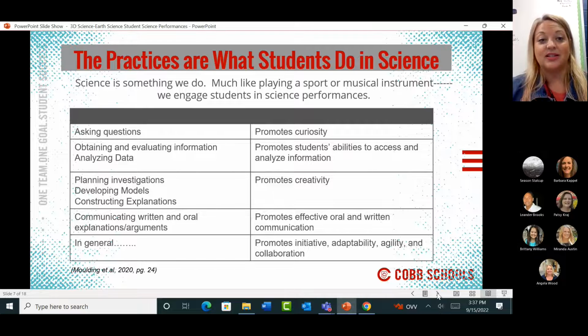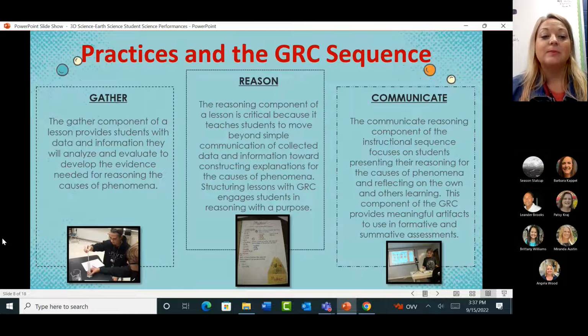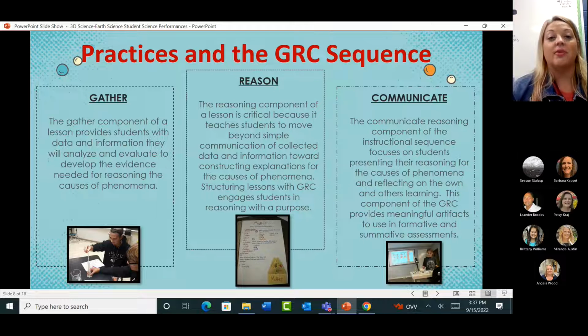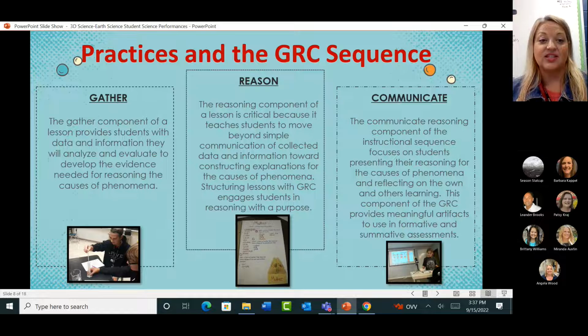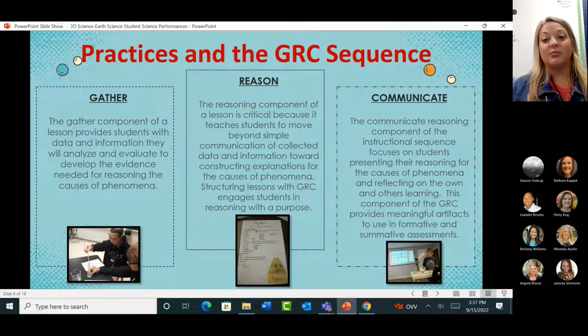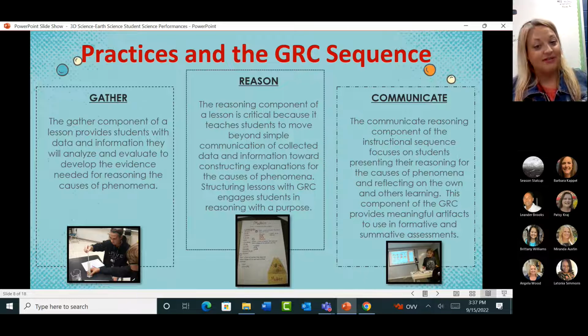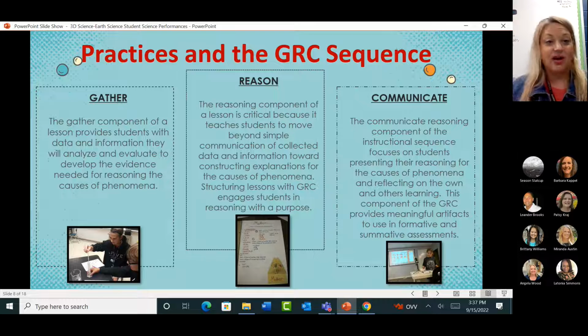When we talk about student science performances, it's in a very specific sequence. It's called a GRC sequence, much like you've probably heard in the past, a 5E lesson plan. GRC stands for gather, reason, and communicate. So our students are going to be gathering evidence, they're going to be reasoning that evidence, and they're going to be communicating their results or their thinking to us.